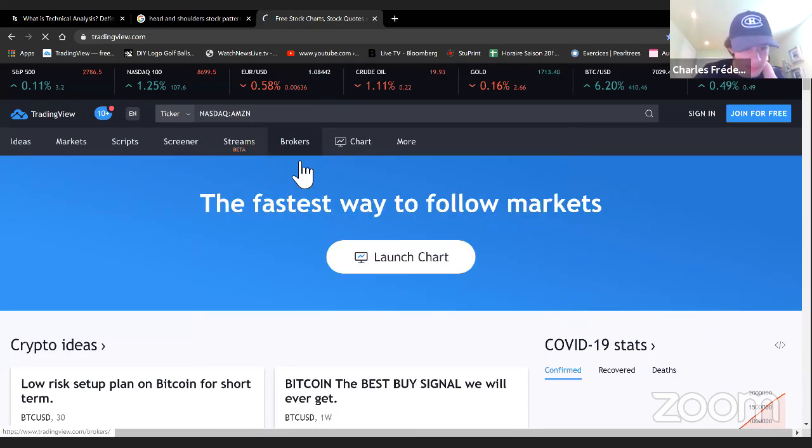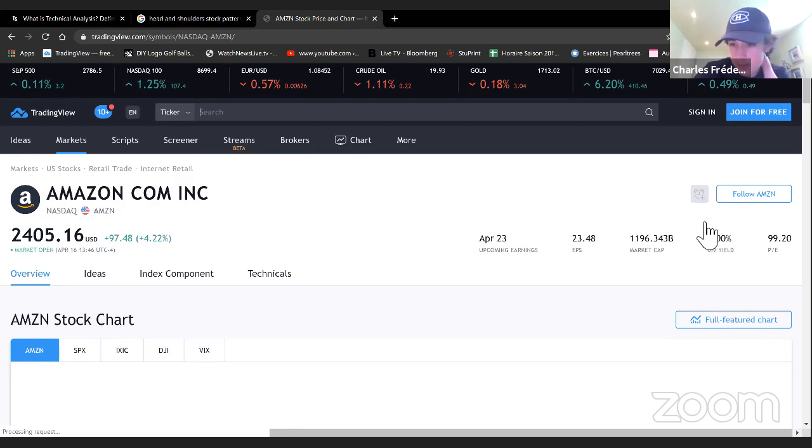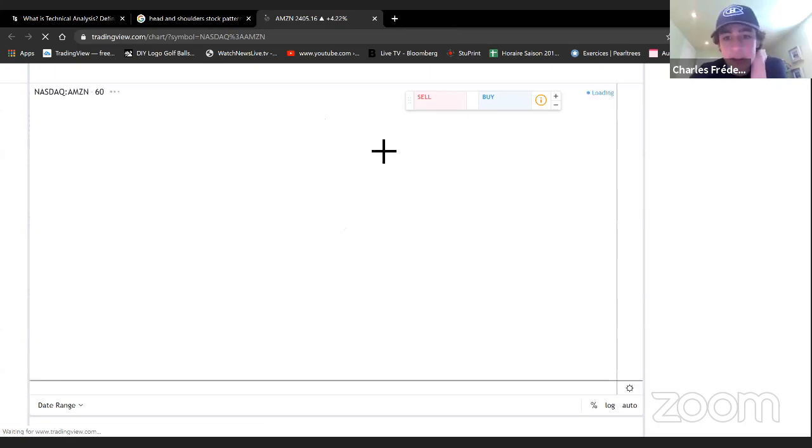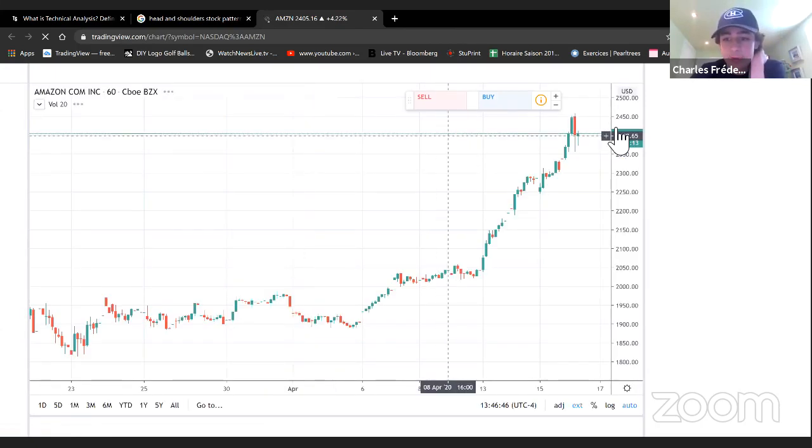I like to use Amazon. We'll go on the full featured chart, and we'll add some things. So we'll add a moving average. What I like about TradingView is it gives you really good detail about everything.